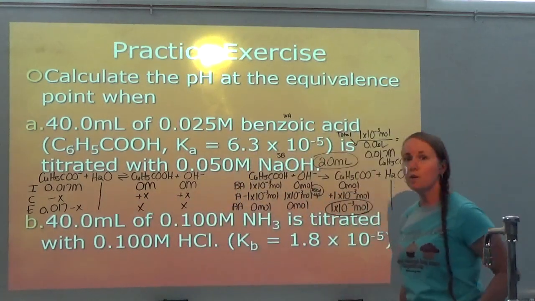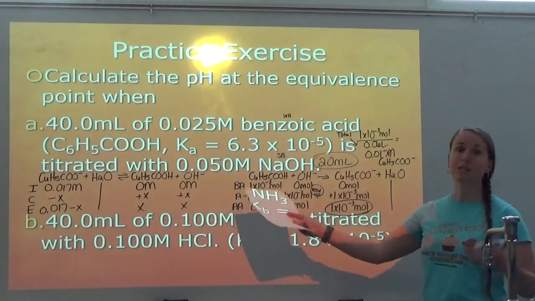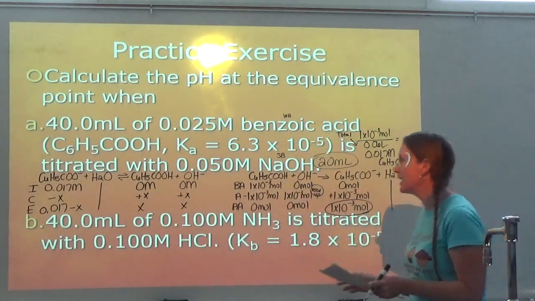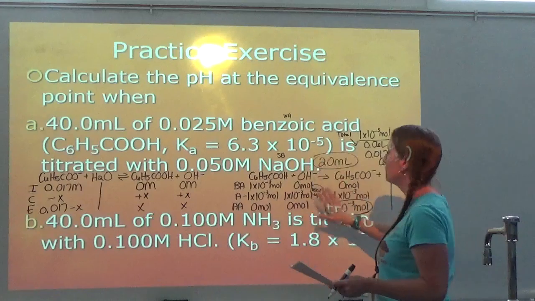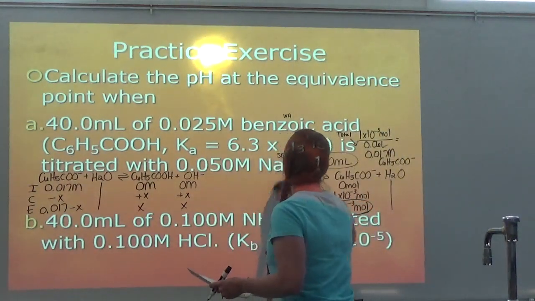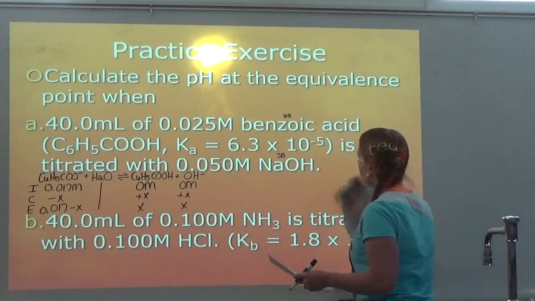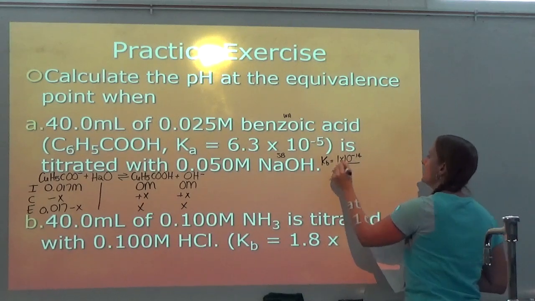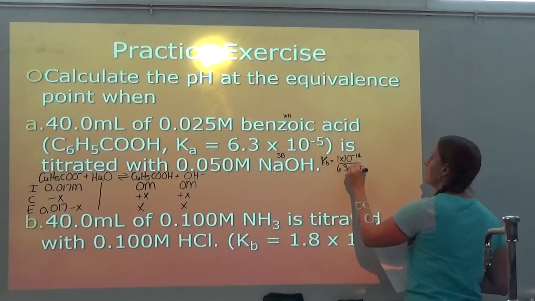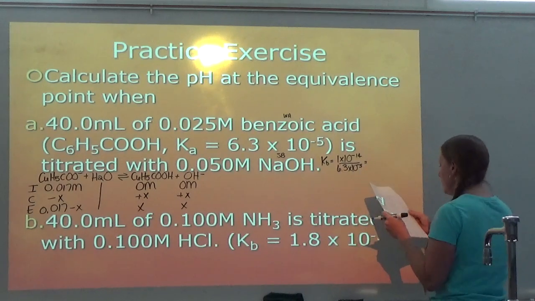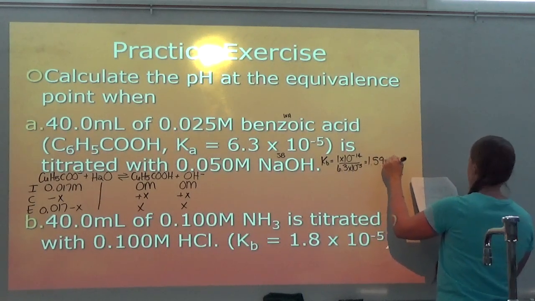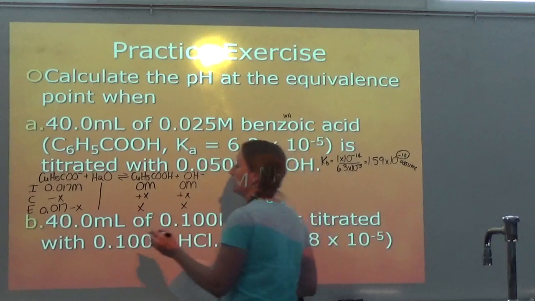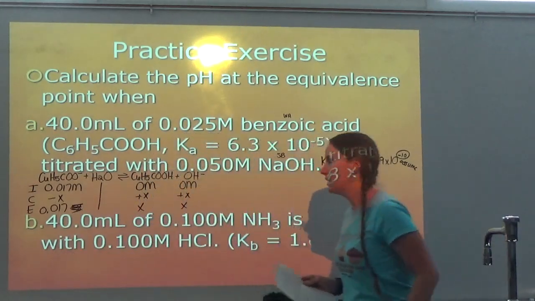So I subtract my X, add my X, add my X. Alright, so I'm ready to set it up, but the problem is, of course, I've set up the base reaction, not the acid. It gave me Ka, so I'm going to need to switch that over to Kb. Alright, so to get Kb, I just do 1 times 10 to the negative 14 divided by Ka, which is 6.3 times 10 to the negative 5. So for Kb, I ended up getting 1.59 times 10 to the negative 10. So I can assume, thank goodness.